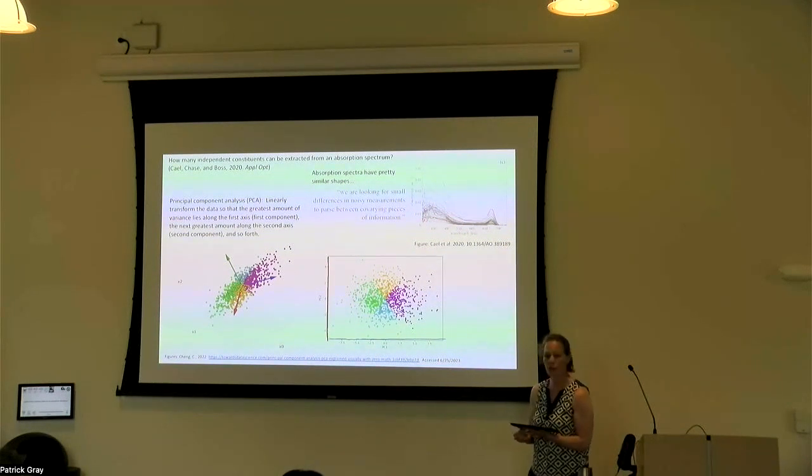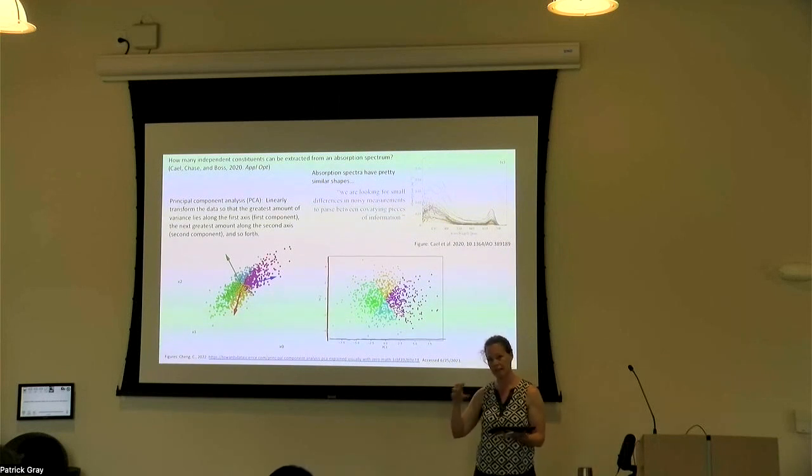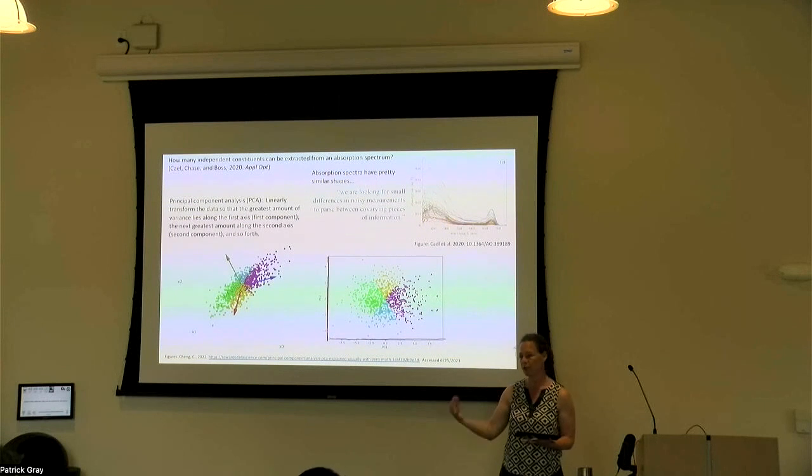So you can do this with complicated data sets, and you can use it to more objectively find the ways that different multidimensional data, like absorption spectra, are covarying together or not.